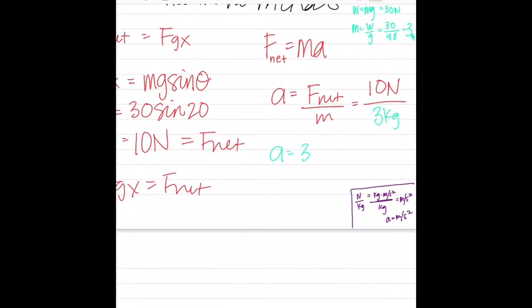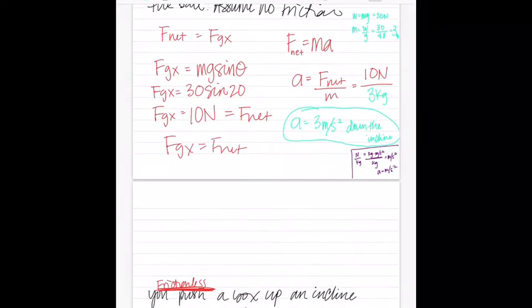All right, so my end answer is acceleration is 3.3 meters per second squared down the incline. And that's it. You're done with that question. That is your end answer. That's the final answer. You're done. Now, let's do this other one.